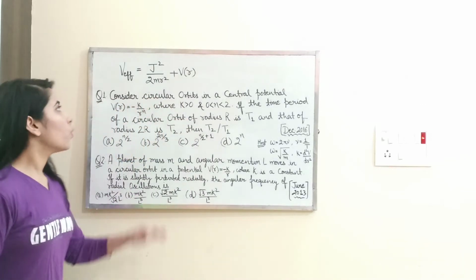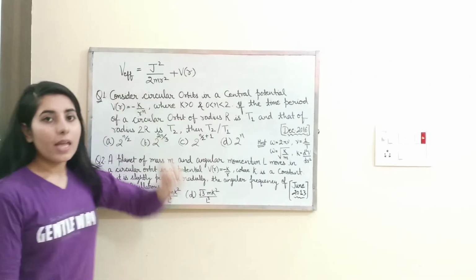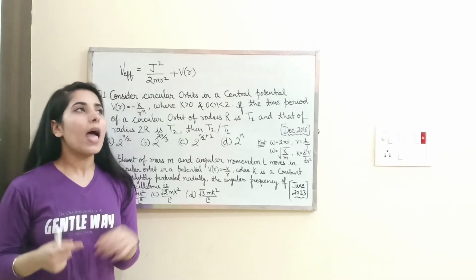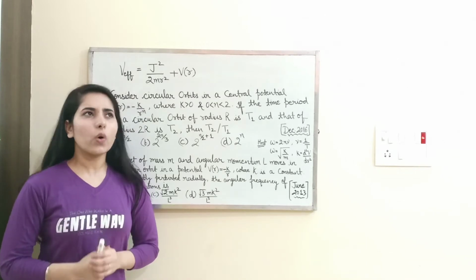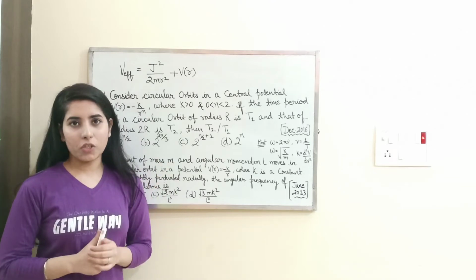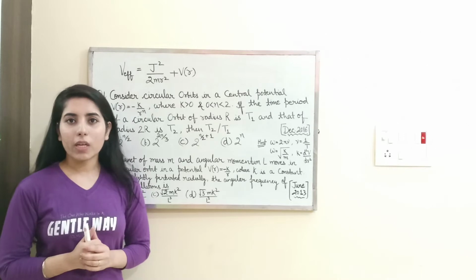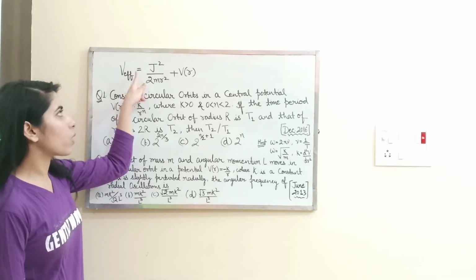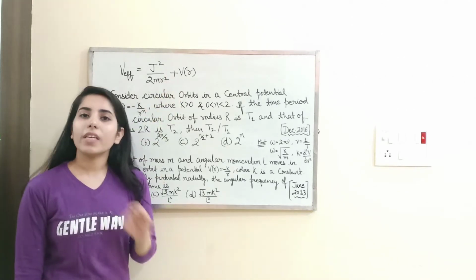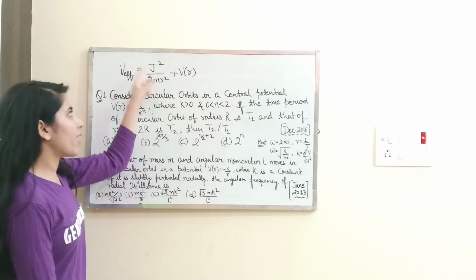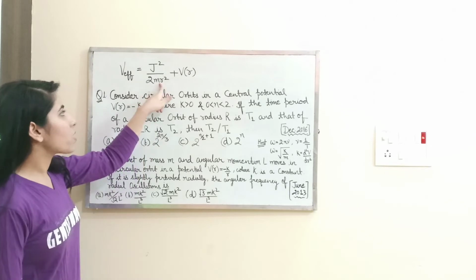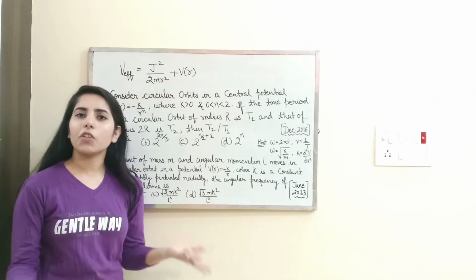So guys, here we are going to talk about effective potential. When we need to consider the formula for effective potential, in what questions, how we'll get the hint that we need to use effective potential instead of using the given potential. What exactly is the effective potential expression? V effective is equal to J square upon 2mr square plus V(r), where V(r) is the given potential and J is the angular momentum, and the rest of the terms have their usual meaning. Even in place of r square, it can be L square depending on the question.